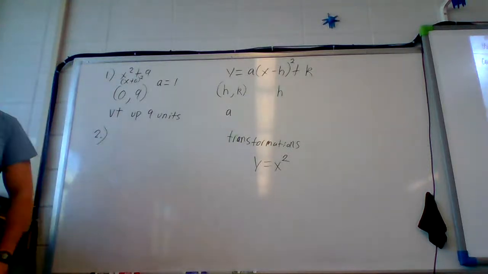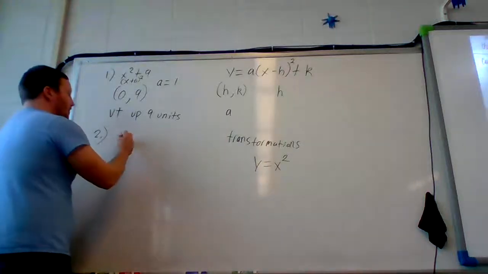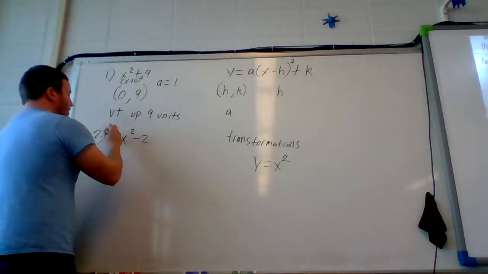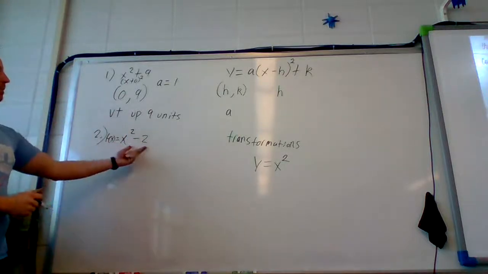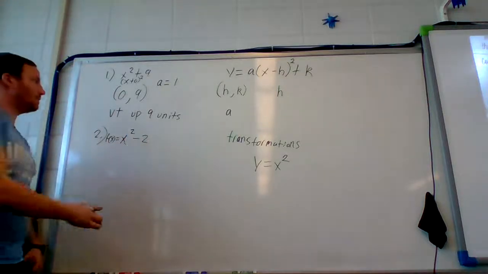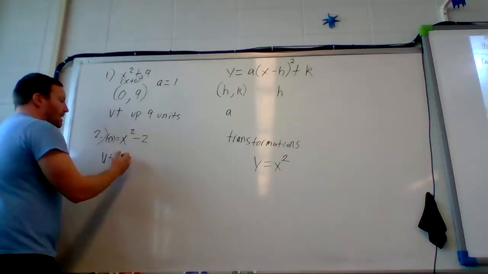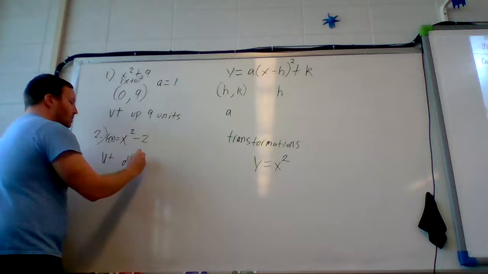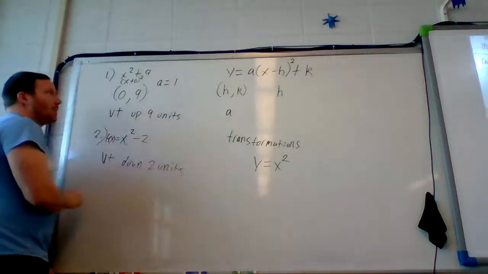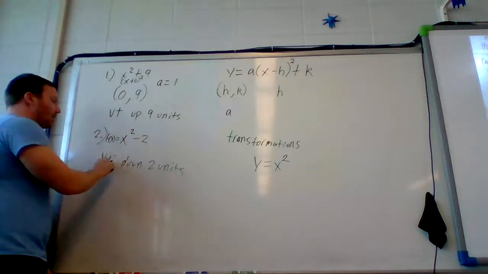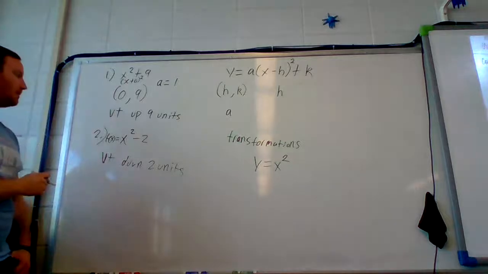Number 2, again, same idea. We have x squared minus 2. So in this case, again, we only have that vertical translation. This time we're going down 2 units. Nothing else really happened. So again, that's based off of our original parent function, y equals x squared.